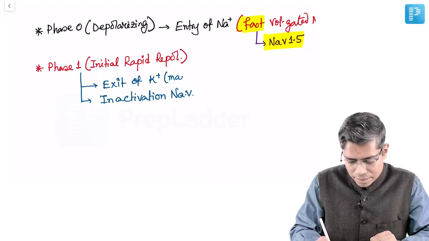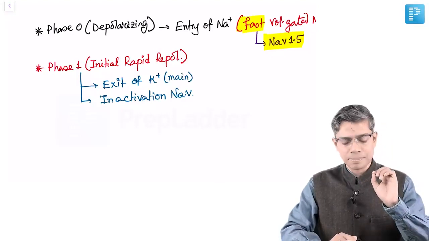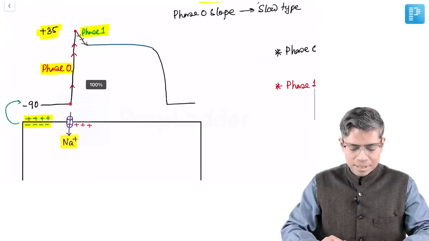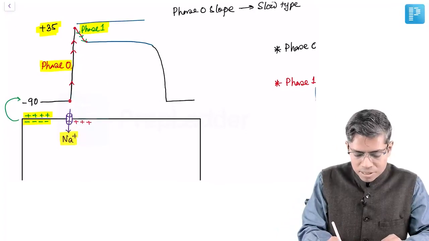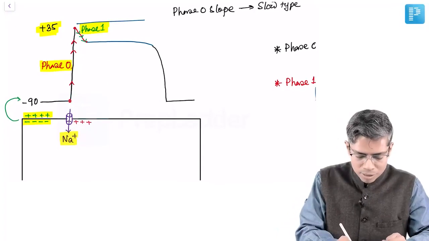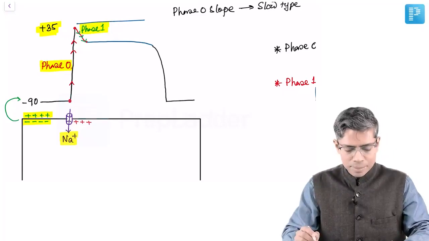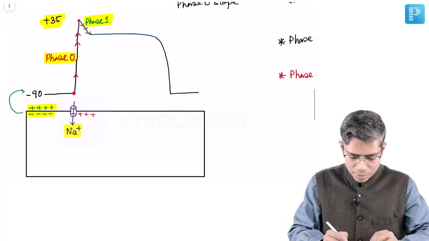But if you have to choose between them, the main factor is exit of potassium. If only the voltage gated sodium channel is inactivated but without any potassium leak from the cell, then the membrane voltage will be stabilized here. It is not going to return. It is returning means some ion has to leak from the cell.